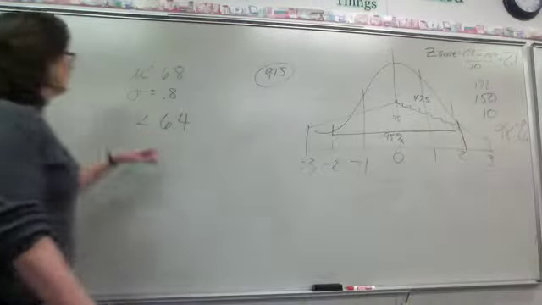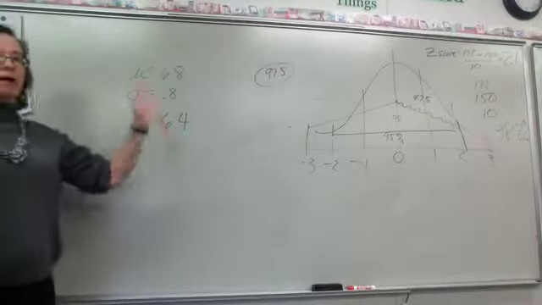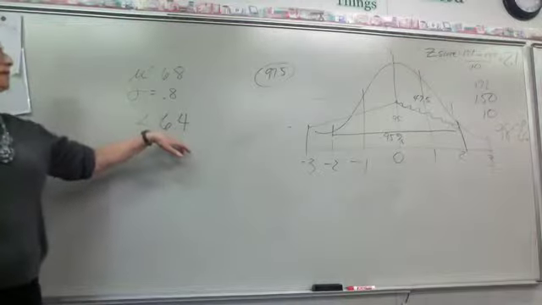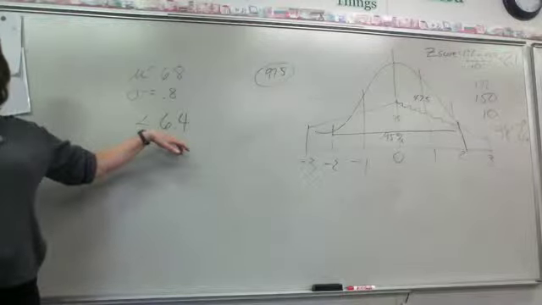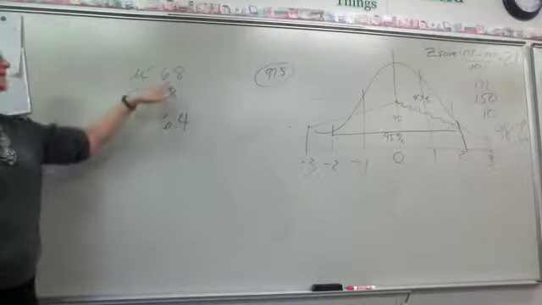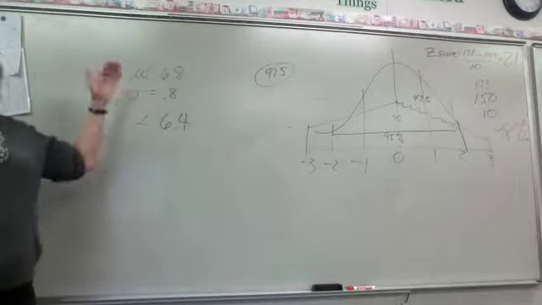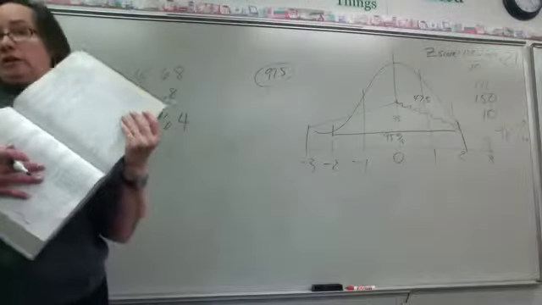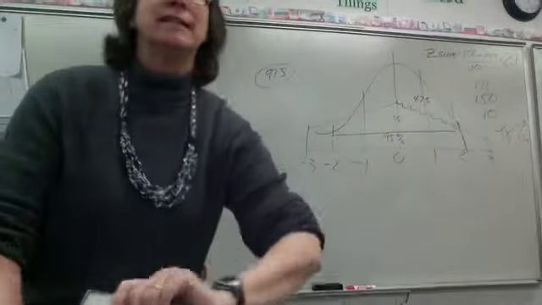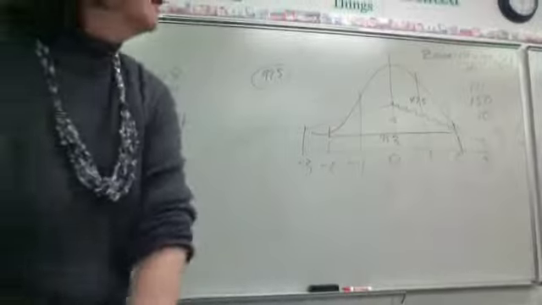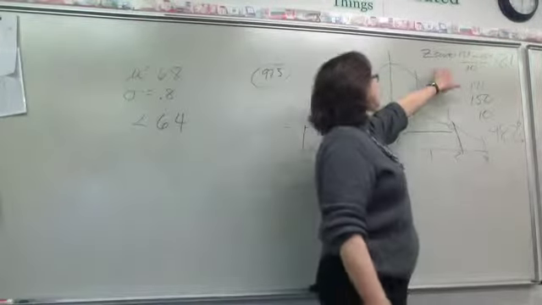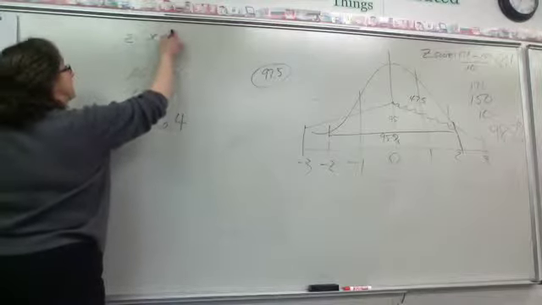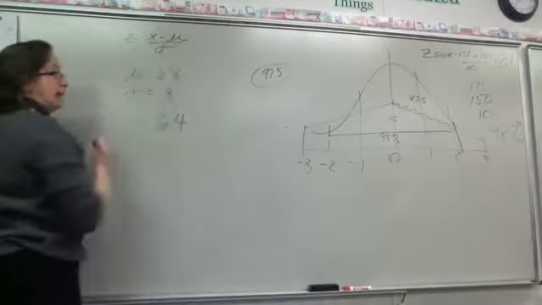So now, how are we going to do this? 6.4 is the mark that we're looking for. But this is not a standardized score, is it? This is just a weight. This is the mean. Remember, if we wanted to find the Z-scores to be able to look at this chart, we have to find the Z-score using this formula up here, right? So we're going to say the Z-score is X minus mean over standard deviation.